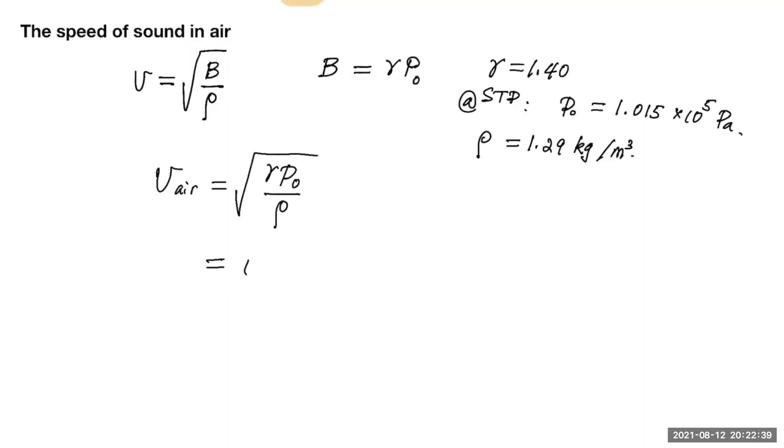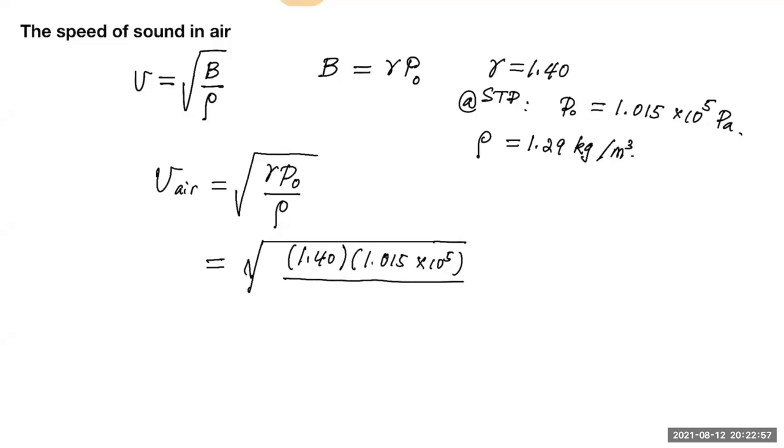So we get 1.40 times 1.015 times 10 to the 5, in SI units, divided by the density, which is 1.29. If you do the numerical calculation, you come up with 331 meters per second. That's according to our theory. Does that agree with experiment? Yes, it does. All three sig figs match precisely the experimental value. So our theory is highly accurate.